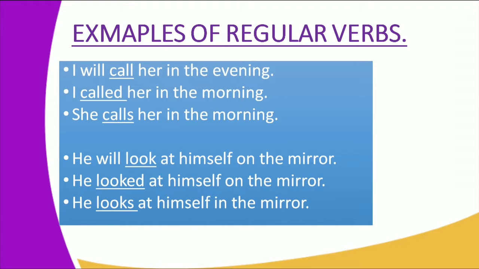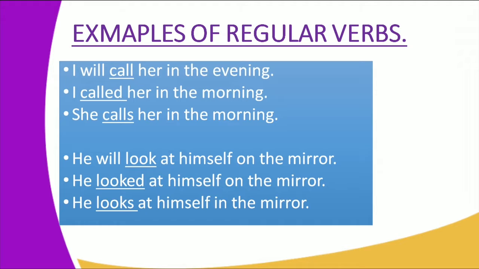Example number 1, I will call her in the evening. In the sentence we have both the auxiliary verb will and the main verb, which is call. When we want to form the past tense of the verb call, we add ed to form: I called her in the morning. What about if we want to talk about the habitual act of calling? This is continuous: she calls her in the morning. So it is habitual, it is a routine for her to call her in the morning.